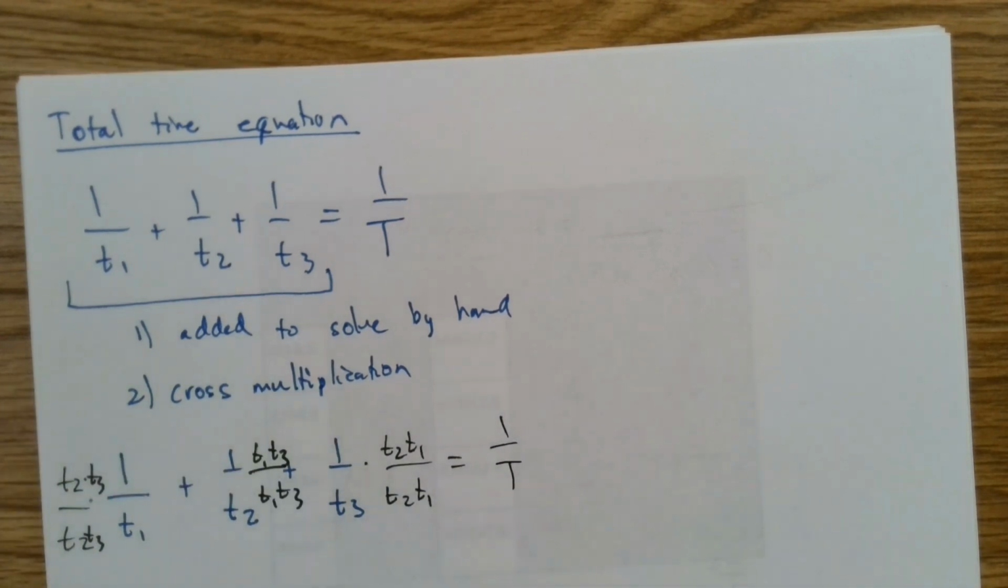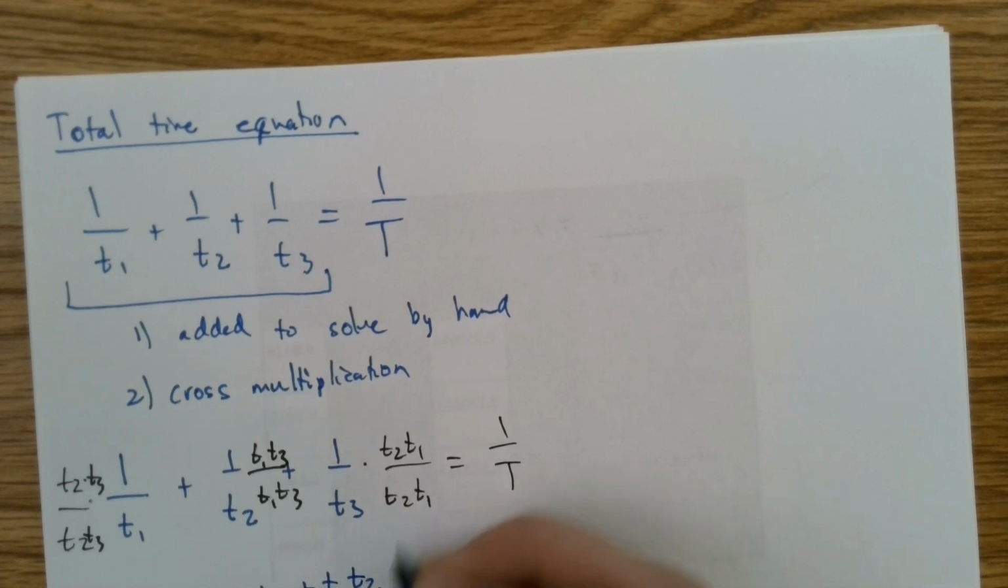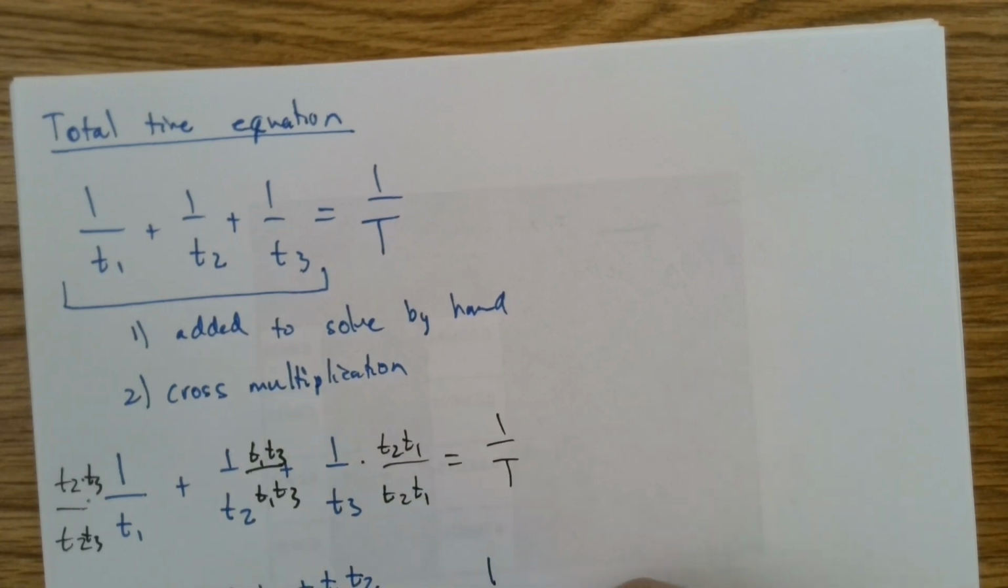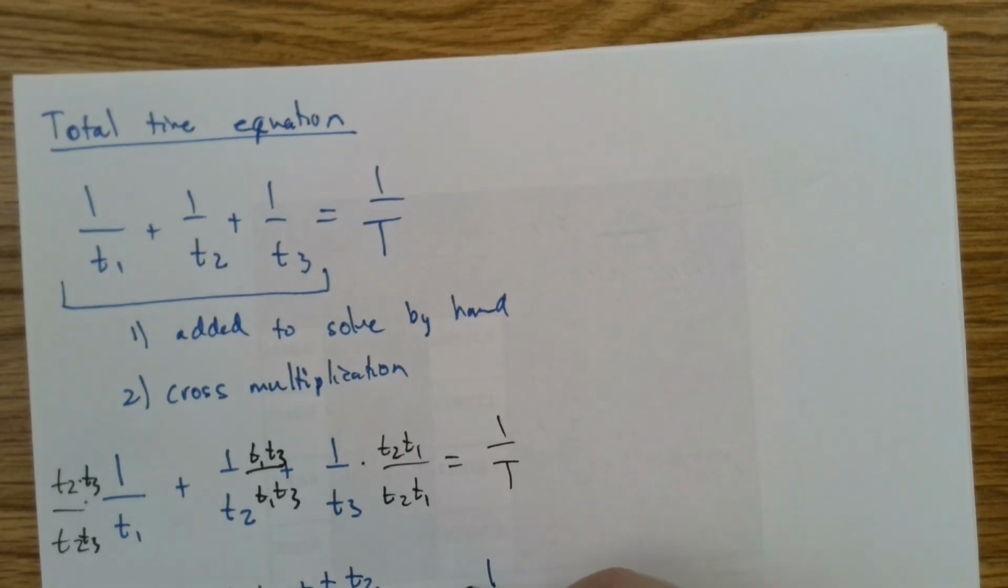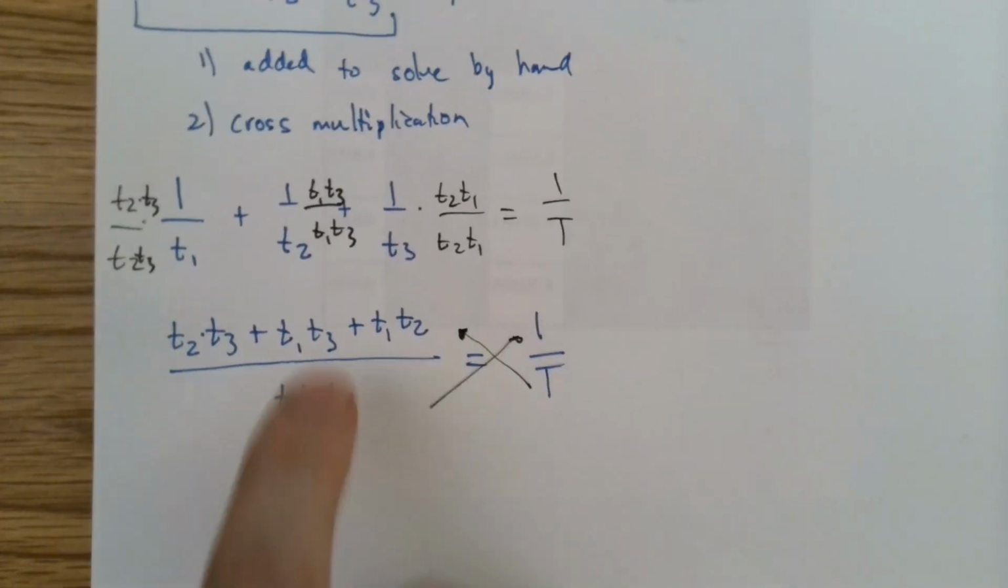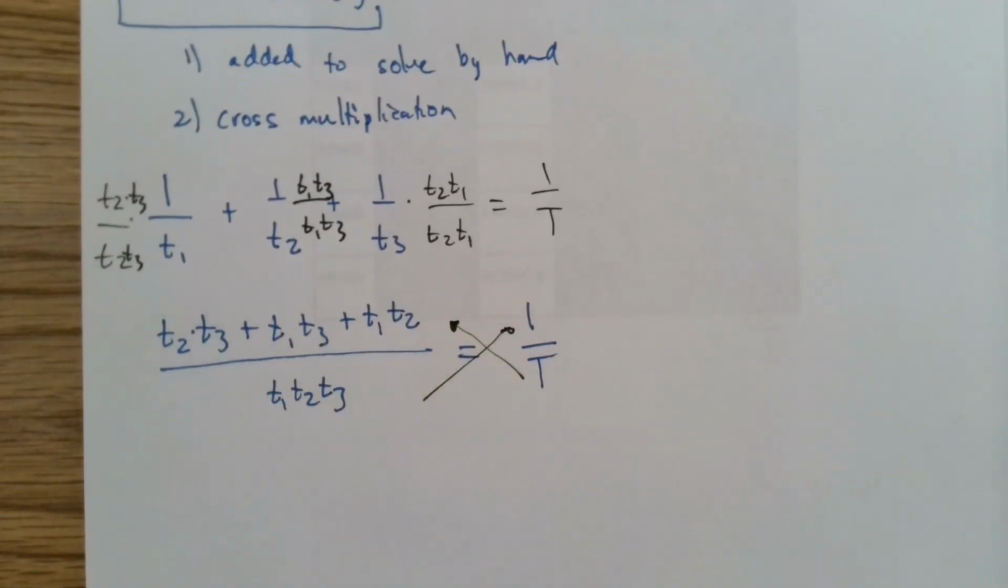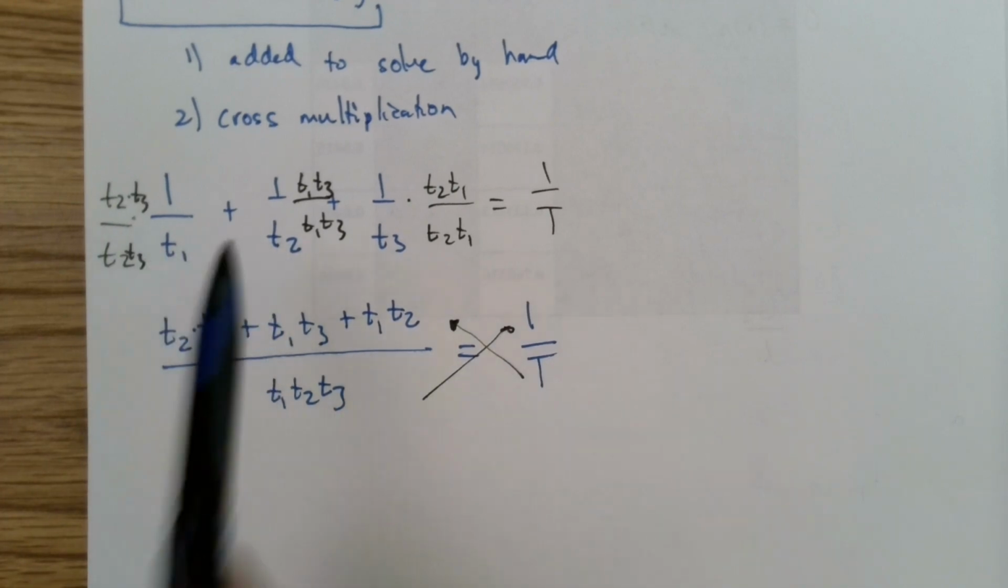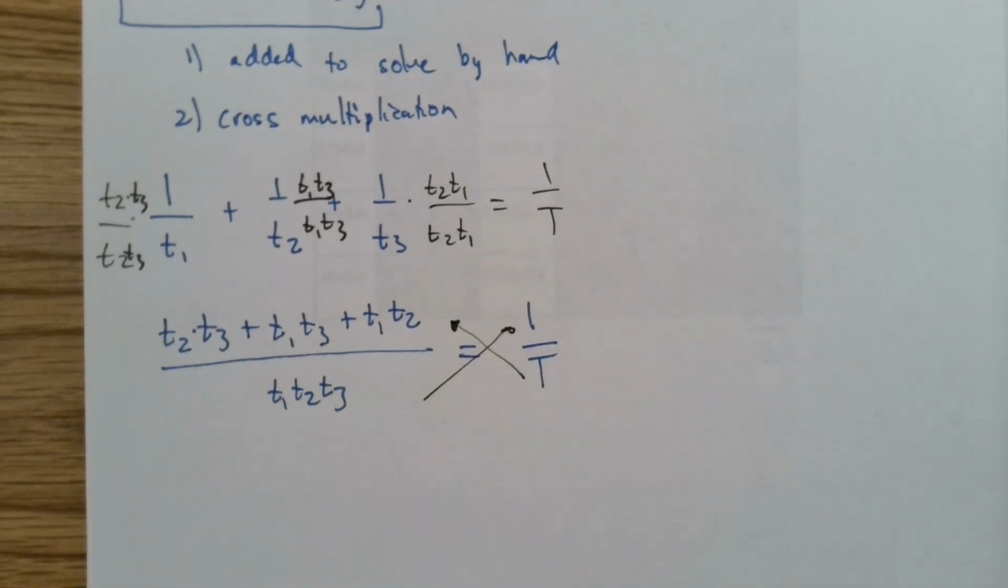So what we end up with is t2 times t3 plus t1 times t3 plus t1 times t2. There I put them back in order, all divided by t1 times t2 times t3. And then at this point, we could do our cross multiplication and do our thing. Now, the problems we actually worked with were not nearly as crazy looking as this. I realize that's pretty bizarre looking. We tended to look at just two fractions we were adding together.